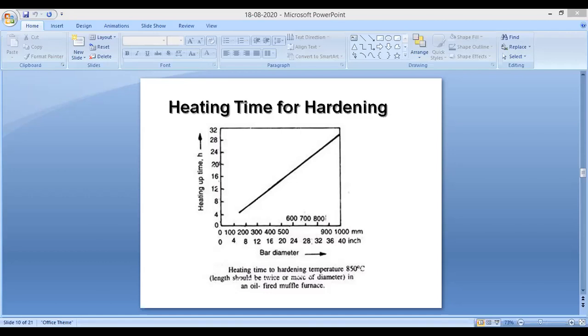Soaking time depends on the desired degree of carbide dissolution. Since the amount of carbon is different in different types of steels, the soaking time thus depends on the grade of the steel.